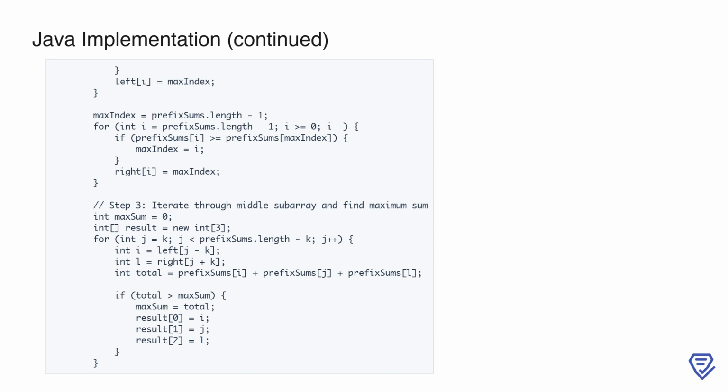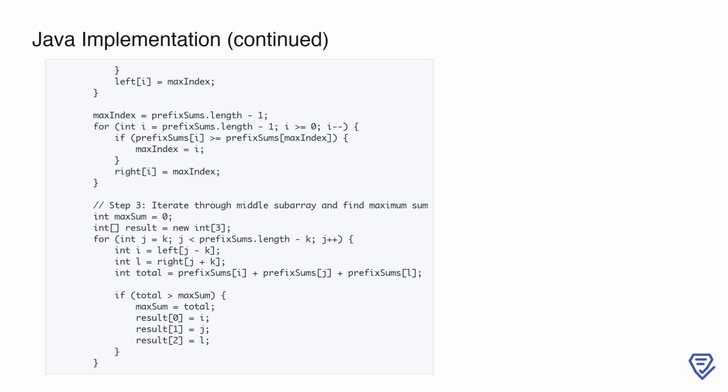This time, we iterate from the end of the prefix sums array toward the beginning. At each step, we compare the current subarray's sum with the maximum sum found so far from the right. If the current sum is greater or equal, we update the max index. This ensures that the right array holds the indices of the maximum subarray sums when looking from the end of the array. Now that we have the left and right arrays built, we proceed to the core of the solution.